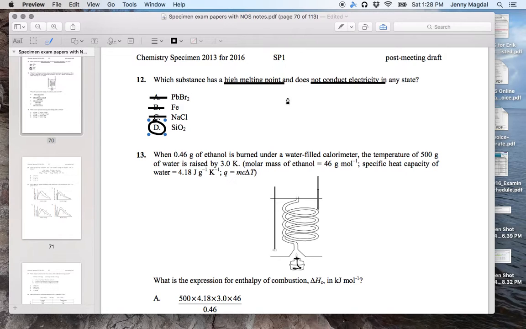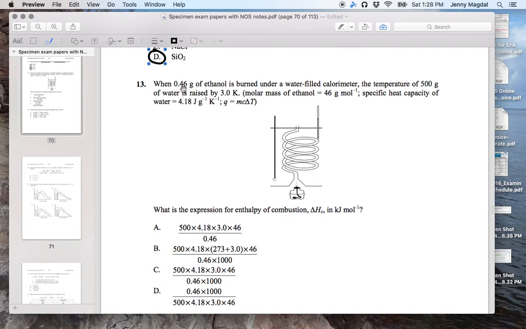But since it is a crystal and it is not ionic, it's not going to either become molten and suddenly become conductive, or dissolve in water and become conductive, so it will not, under any state, be conductive.